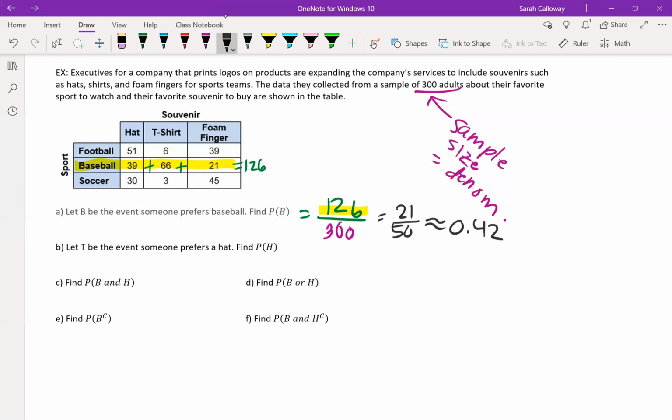And then let H be the event that someone prefers a hat. Oh, that should be an H here, sorry. Let H be the event that someone prefers a hat. Hat is a column, and so we're going to look at this. Remember that our numerator is the sum of these. If we add those up, that equals 120. So it's 120 over 300. And 120 over 300 reduces to 3/5, which is 0.40.